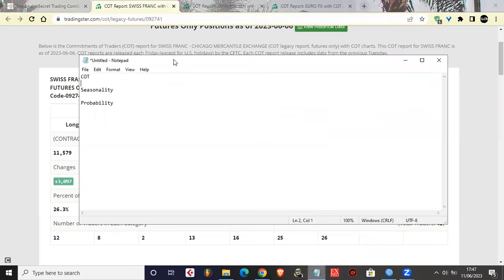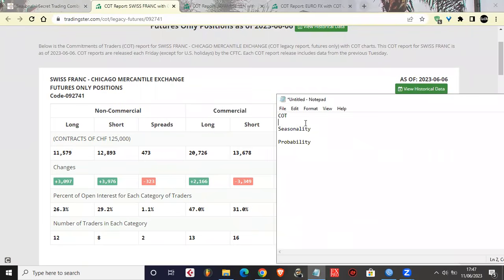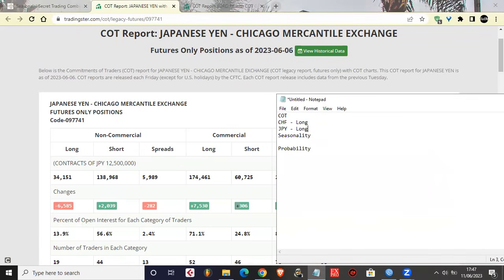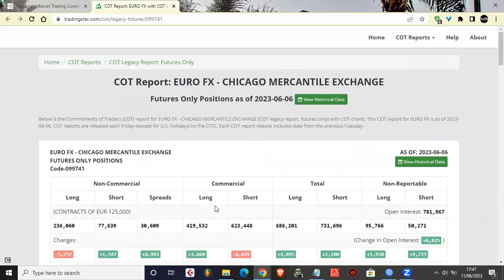In this instance, for example, we have the Swiss franc, CHF, at long, because they're adding more position to the long side. Next we have JPY. They've added to the short side, but it's very small compared to the long, so we have that also at long. Then the next thing is the Euro. We have that also on long.